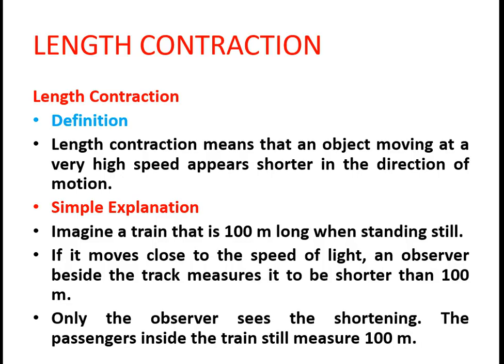Only the observer sees the shortening. The passenger inside the train still measures 100 meters. So length contraction has nothing to do with the train. It's just an observation. The observer standing outside the train sees the length of the train to be shortened, but the person in the train does not observe anything.